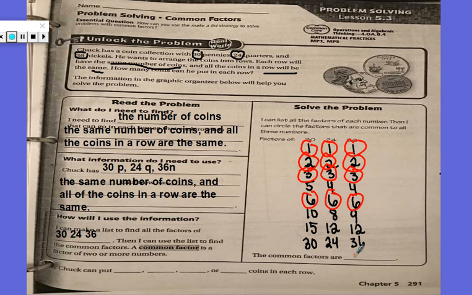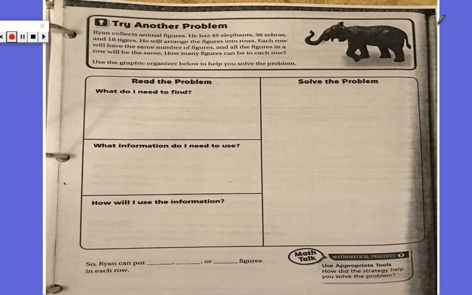So on the bottom, I'm going to list 1, 2, 3, and 6. Okay, so then I'm going to put those numbers in chronological order. So check and put 1, 2, 3, or 6 coins in each row. Okay. Alright, we'll go to the next problem.